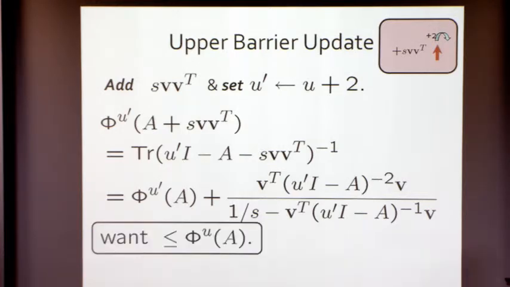And I know exactly what I want from this. I want this to be at most whatever the potential was before. There's nothing mysterious about this. This is an explicit formula for the new potential. I want it to be at most the old potential. What is the range of feasible S that allows me to do this?